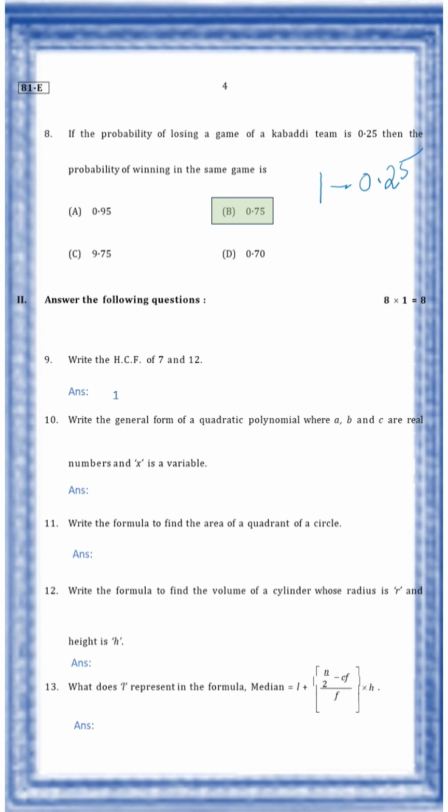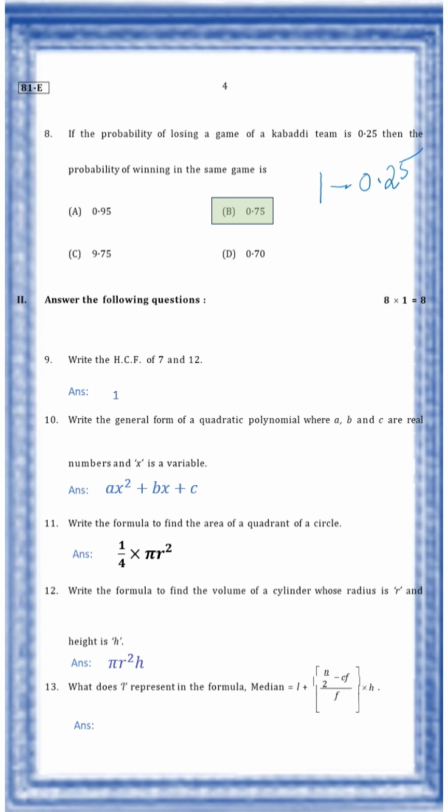Write the general form of a quadratic polynomial where a, b and c are real numbers and x is a variable. The answer is ax square plus bx plus c. The next question, 11th one. Write the formula to find the area of a quadrant of a circle. 1 by 4 pi r square. Write the formula to find the volume of a cylinder whose radius is r and height is h. Pi r square h is the answer.